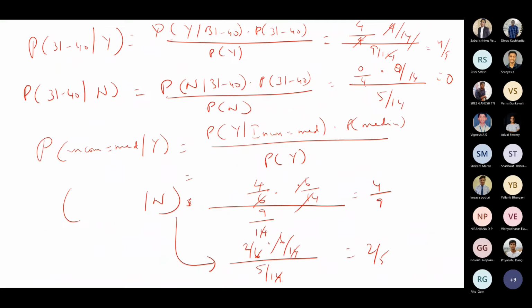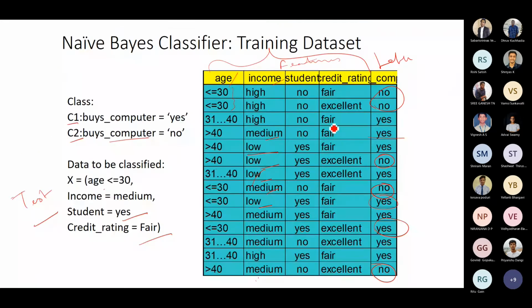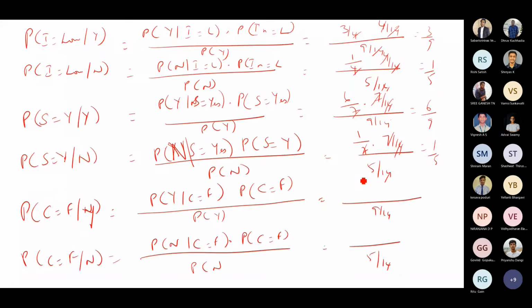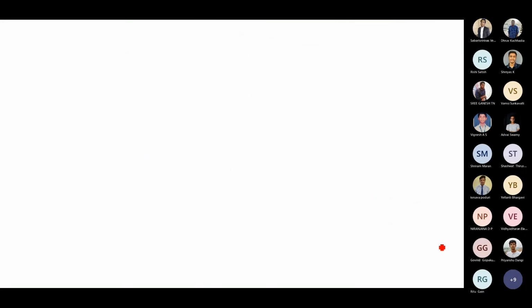And how many fair we saw? 1, 2, 3, 4, 5, 6, 7, 8, totally 8 fair. Out of the 8 fair, how many yeses? 1, 2, 3, 4, 5, 6. 6 yes and 2 no's. So this is 8 by 14 and this is 6 by 8 and 2 by 8 respectively. So this comes to 6 by 9. This comes to 2 by 5.